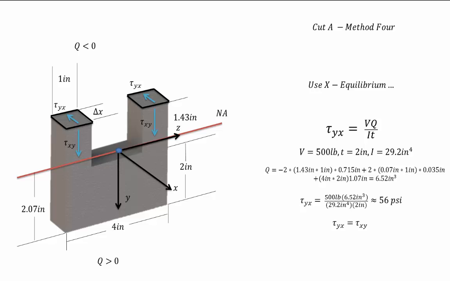Now what we've seen here is that either way you make the cut, as long as you're cutting through the same section, you're going to get the same shear value. It doesn't matter if you look at the top section or the bottom section of that cut, as long as it's the same cut being made, you will get the same shear stress value.